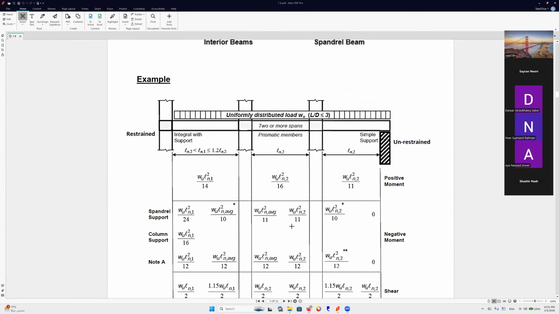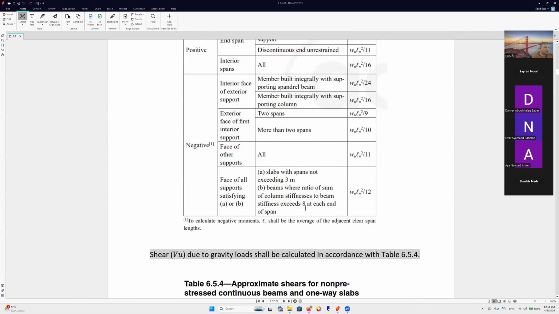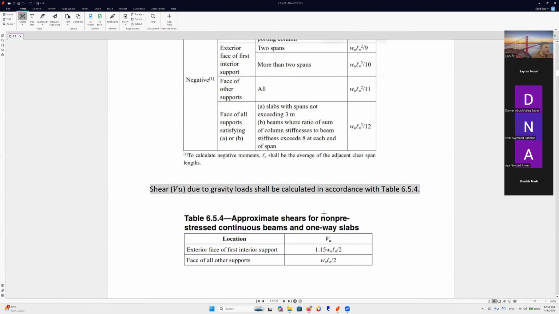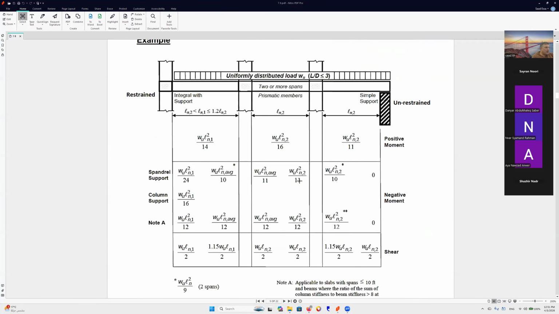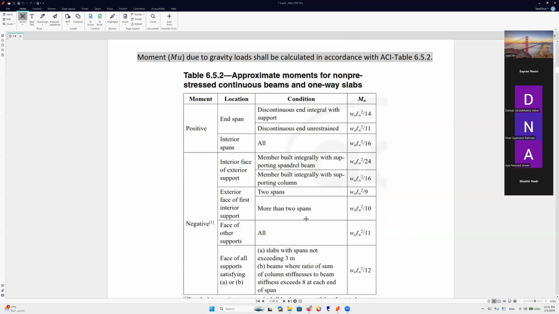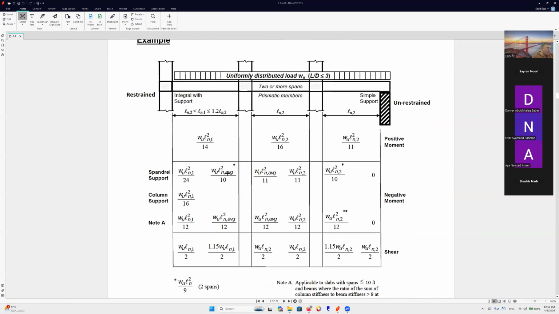Now, go to the interior one. Okay, we have spandrel support. Now, face of other supports, all WL squared over 11. WL squared over 11, other supports. And here also we have that first one, WL squared over 10. We have more than two spans, exterior face of first interior spans. It is the same, two spans, we have also WL squared over 10. Now, this is in case we have spandrel.